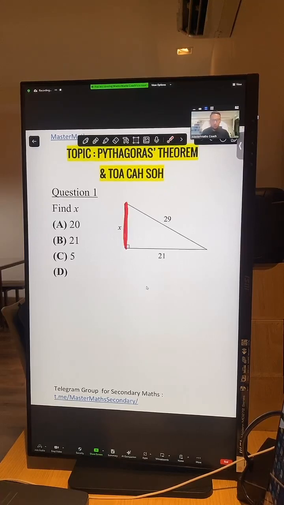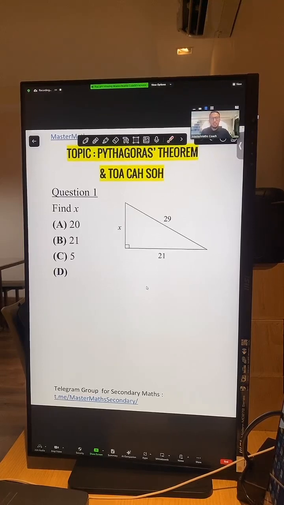So we've got A 20, B 21, C 5, D is a blank. I don't know what D is. Do you all think the answer is A, B or C? Let me know in the comments.